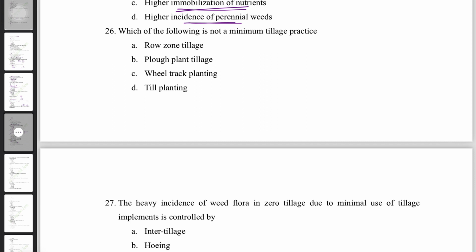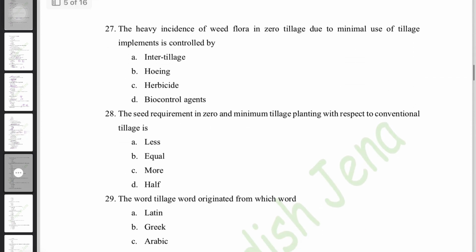Next, which of the following is not a minimum tillage practice? Row zone tillage, plow plant tillage, and wheel track planting are all minimum tillage practices, but till planting is a zero tillage operation. So this will be the correct answer.